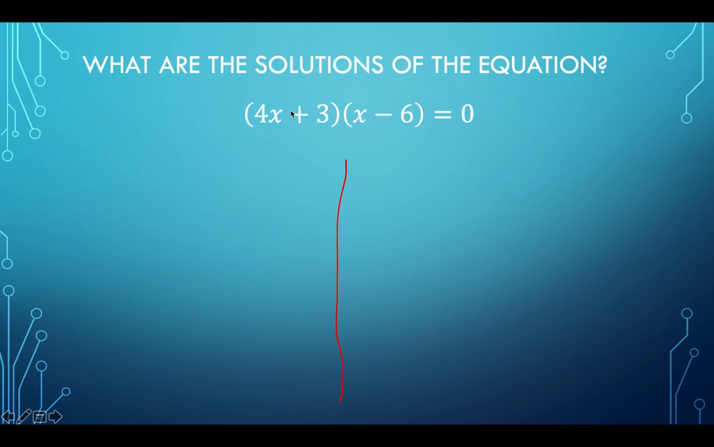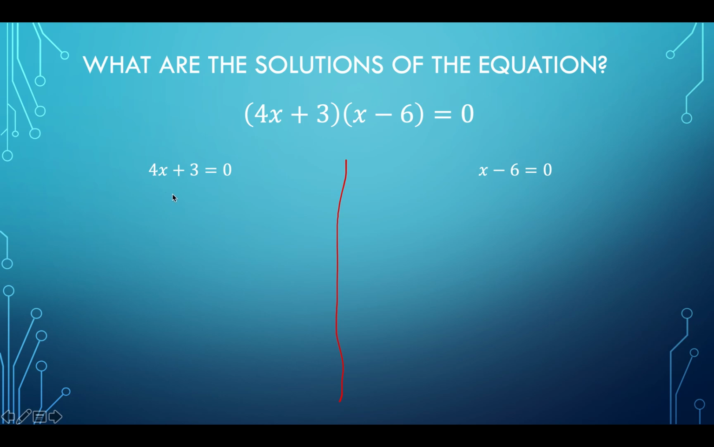Now what we're going to do is set the first set of parentheses equal to 0 and then the second set of parentheses equal to 0. So basically we're going to have two separate equations, and we're going to have two separate answers. So in both problems, we're going to be solving for the variable. So we're going to have 4x plus 3 is equal to 0, and x minus 6 is equal to 0. Now we work one problem at a time. So I'm just going to work with this one over here.